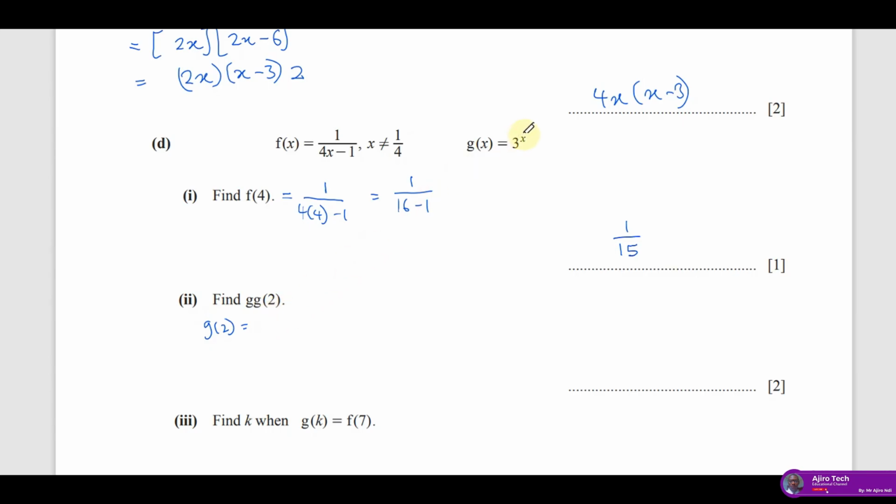Now find g of 2, which is, anywhere I see x, I'll put 2. So 3 raised to the power 2, taking 9. So g of 2 becomes g of 9, which is 3 raised to the power 9. And 3 to the power 9 is 19683.